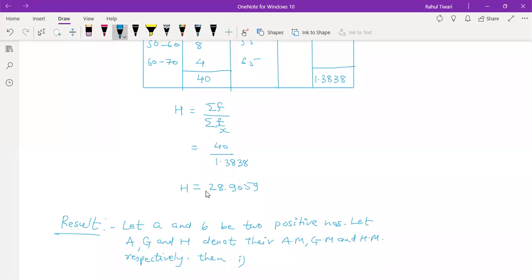First one, G is equal to square root of A into H, and the second one, A is greater than or equal to G greater than or equal to H. Okay, so this result we will see in the next class, maybe tomorrow.